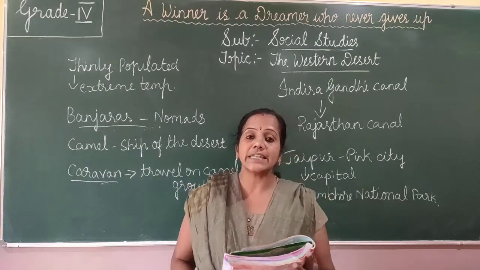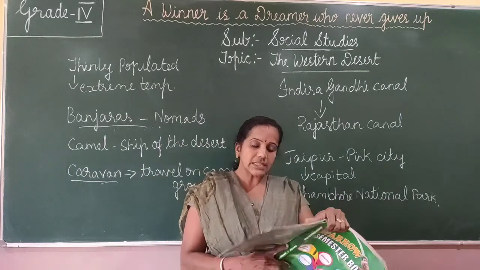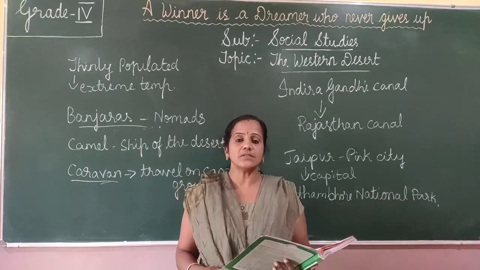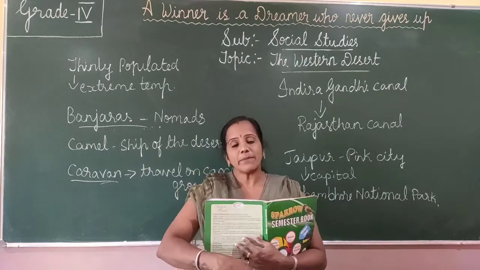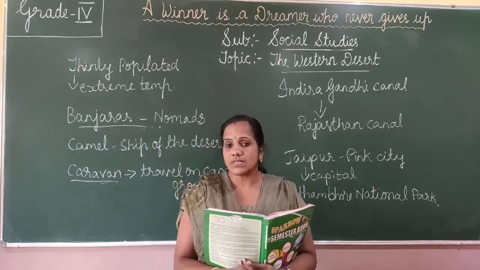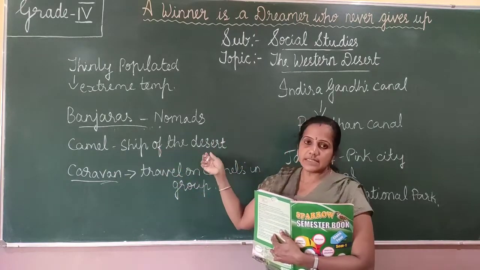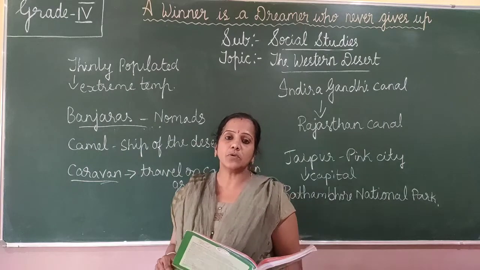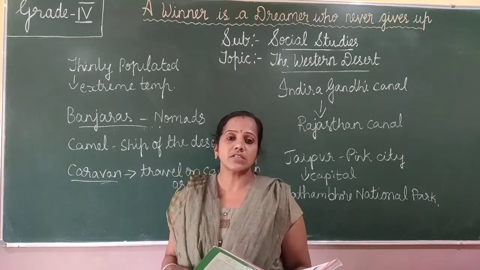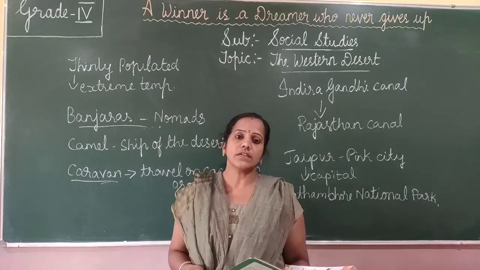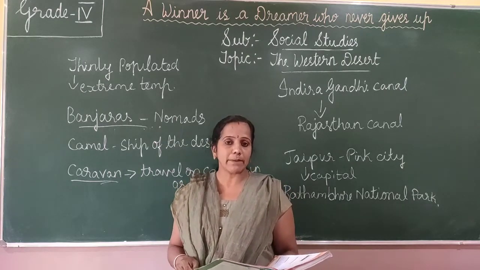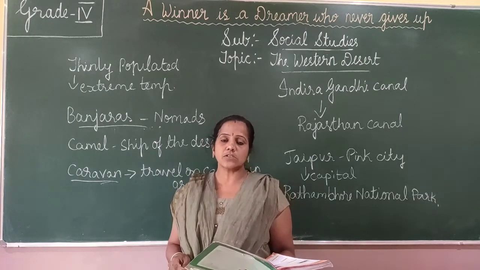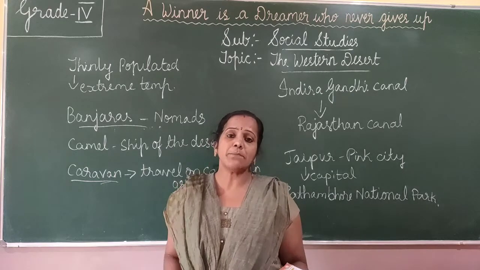So the camel plays an important role in the life of the people of the desert. Why? Because the camel is also called the ship of the desert. The camel is the main transport for people to move across the desert. So the people move across the desert on camels. The camel is called the ship of the desert.